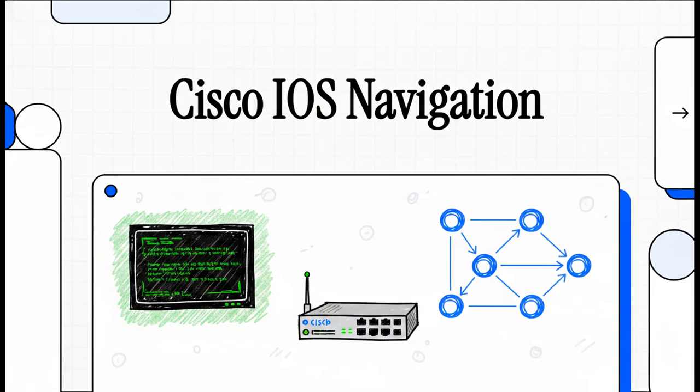Welcome to another explainer. So if you've ever looked at a blank black screen with flashing green text and thought it looked like something straight out of the Matrix, well, you are in the exact right place. Today, we're taking all the mystery out of the Cisco Internetwork Operating System, or IOS.